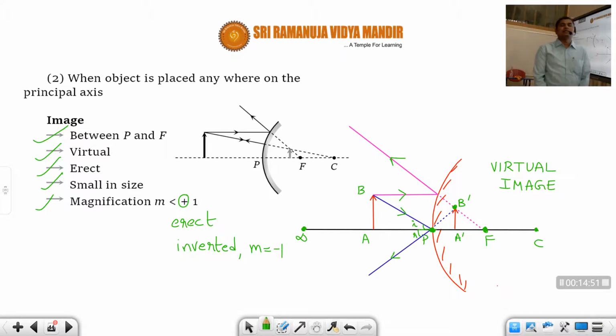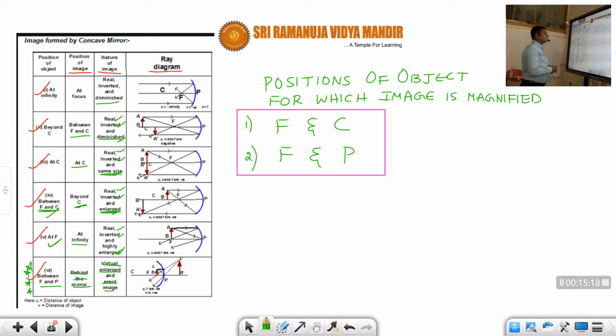And in the second case, when the object is placed anywhere between infinity and the pole, the position of the image is between the pole and the focus. And what about the nature? Virtual and erect. What about size? Diminished size. So these are the properties of the image formed by the convex mirror. I hope, students, you have got the properties thoroughly, for both the concave mirror as well as the convex mirror. For the concave mirror you should learn this table by heart, and for the convex mirror you have only two positions of the object.